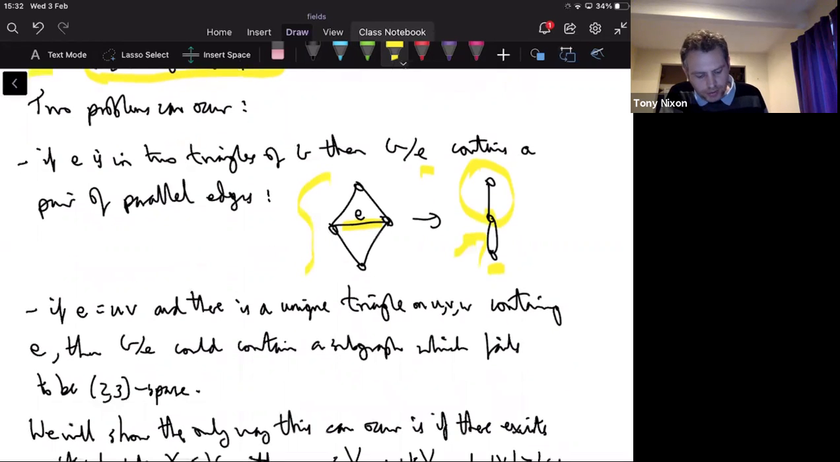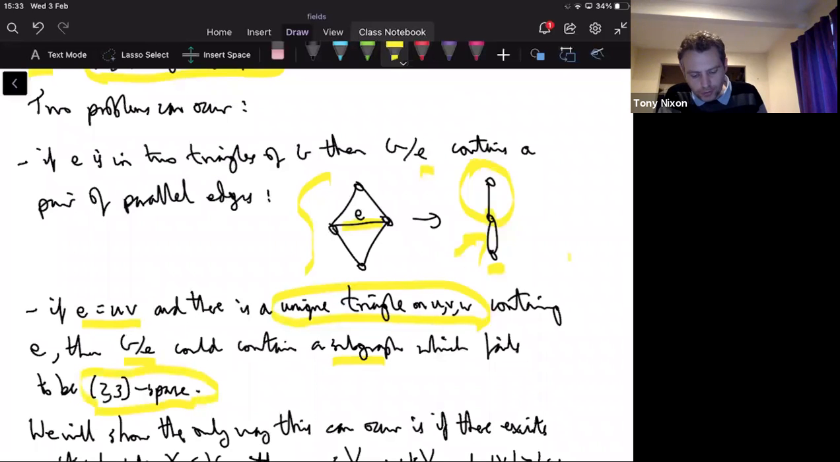And the second thing that can happen is that, well, if there's not 2 triangles, then the edge in a triangle must be in a unique triangle, say on UVW, where the edge we want to contract is E equals UV. And then G contract E could contain a subgraph which fails the sparsity condition. So we could have some subgraph which has too many edges for the graph to be 2-3 tight. Since it was in a unique triangle, it's easy to see that we've removed 1 vertex and we've removed 2 edges. So E equals 2V minus 3 persists down to G contract E. So there must be some subgraph that's gone wrong.